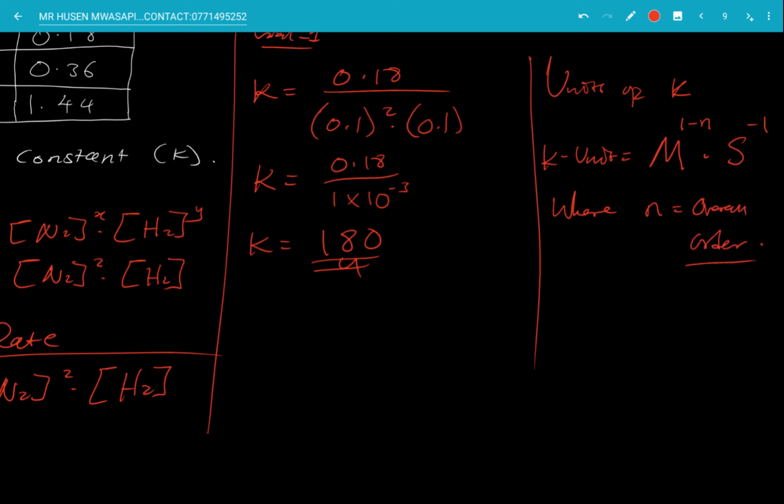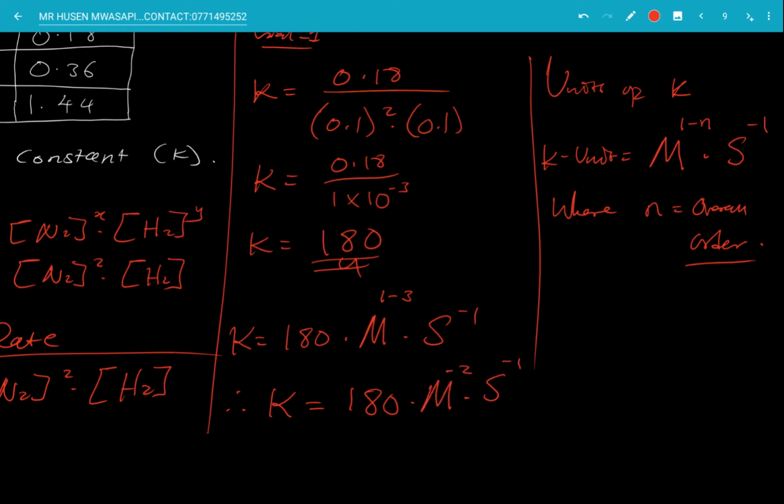So in our case, we already know what the overall order is. So we say K is equal to 180 times M to the power 1 minus the overall order. In this case, the overall order was found to be 3, times s to the minus 1. So we can simplify and have K being equal to 180 times M to the minus 2 times s to the minus 1. And this is the value of the rate constant.